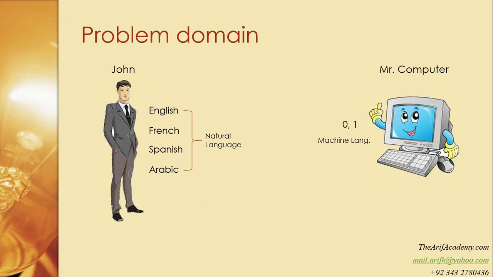Now the problem here is Mr. John cannot communicate with Mr. Computer because they both have different languages. So both of them cannot understand each other's language. So Mr. John is thinking about how he can communicate with Mr. Computer. Now here is the solution.